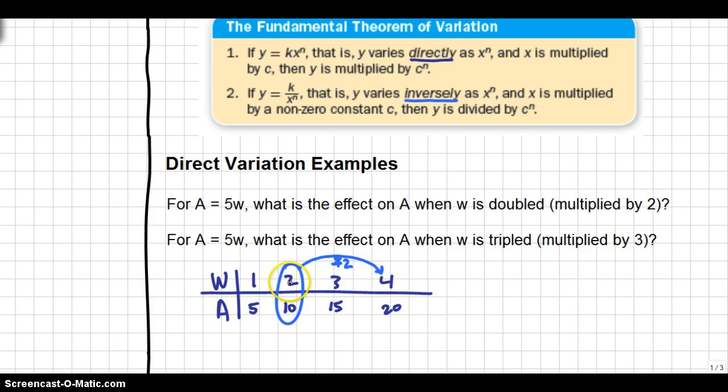what happens to the w? The w turns into a 4. What is the effect then on the a value? The a value also got doubled. So that's how you would answer the question. What is the effect on a when w is doubled? A gets doubled. Or another way to say that is you could say a gets multiplied by 2.